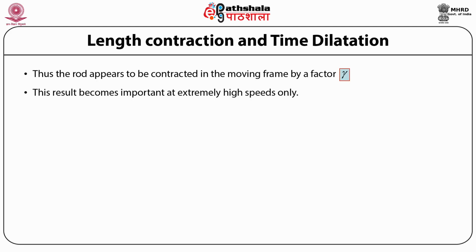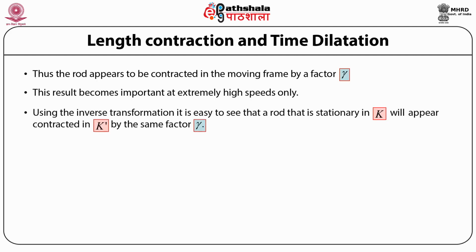However, if the speed of motion of this rod, or for that matter any other object, is close to the speed of light, that is, when we say that v is close to c, then the term gamma becomes very large, because v by c comes close to 1. So gamma, which is equal to 1 upon under root of 1 minus v square by c square, has a denominator that becomes almost close to 0. Hence, gamma approaches infinity. And for such cases, the length contraction becomes very significant.